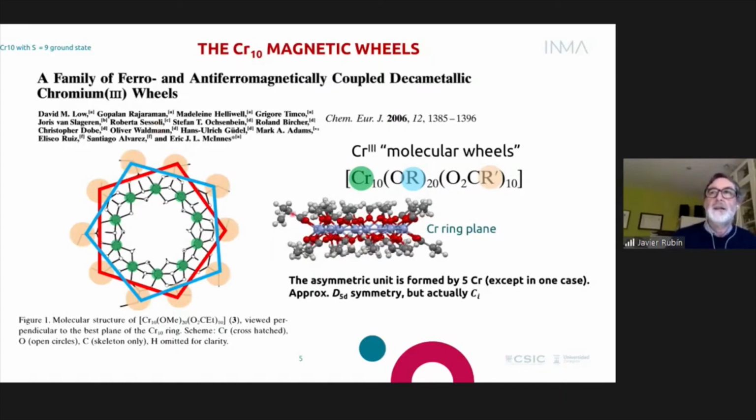The molecule in general has a symmetry which is close to a D5d symmetry, but it is actually Ci. That means it only has inversion symmetry. And the symmetric unit is formed by 5 chromium, so the other 5 chromium atoms are obtained by inversion. So I will work with 5 actually, and then the rest of the ring is obtained by inversion. So depending on these two types of ligand, we have different results.